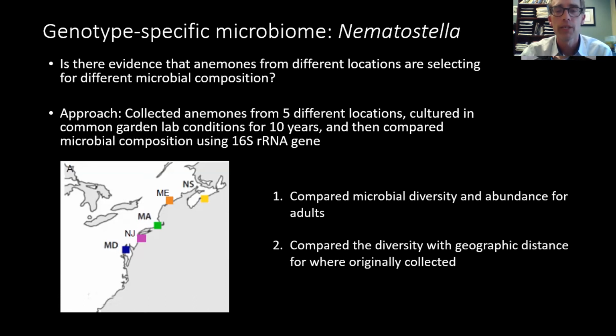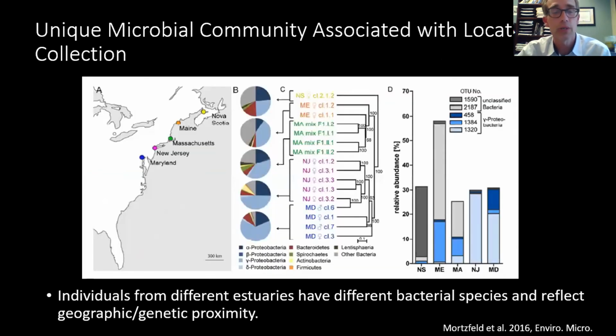And then we wanted to look at the microbial diversity and abundance of adults, and then we wanted to compare that between sites. And to make a long story short, this is how it came out. And so the middle plot here is then those 5 different locations.